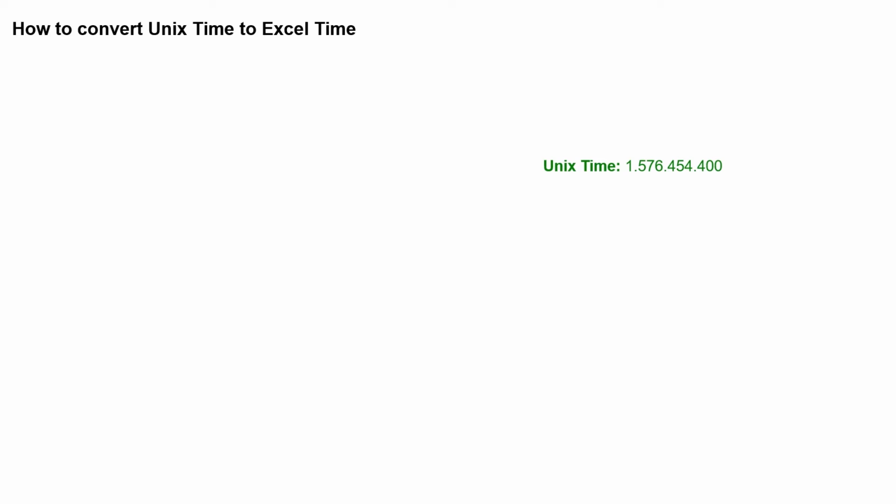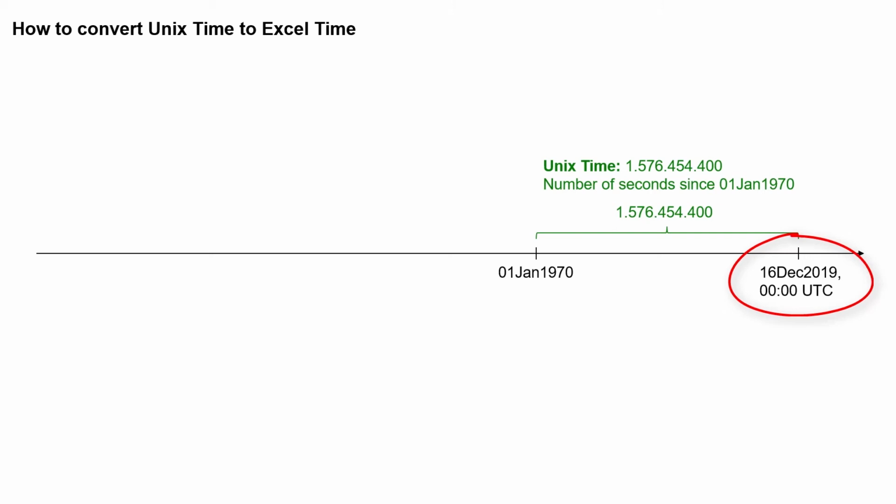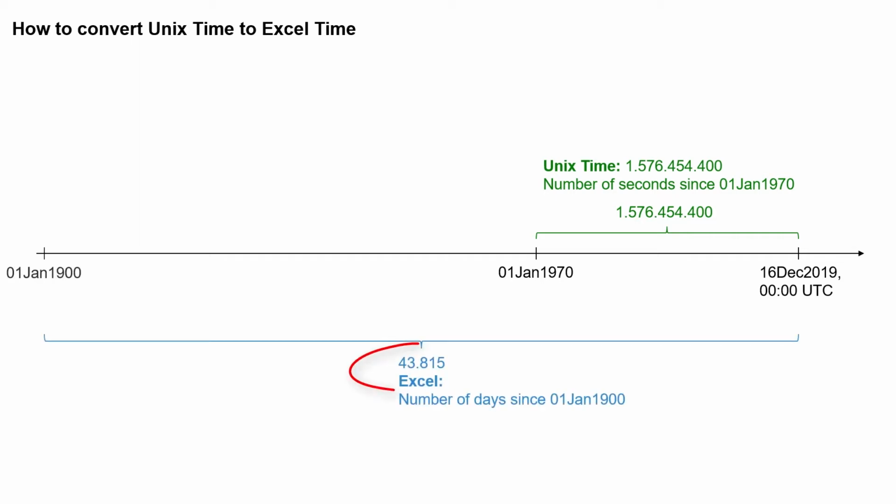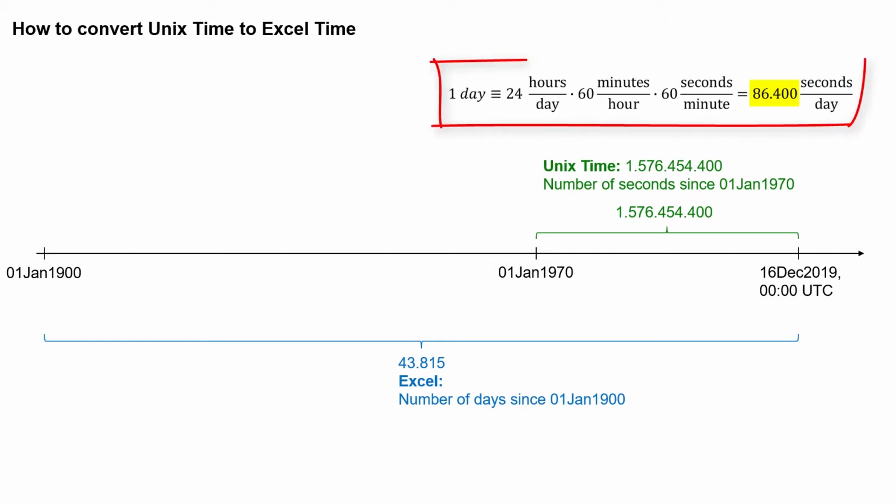1,576,454,400, which is equivalent to midnight, 16th of December 2019. The same date in Excel is equivalent to the number 43,815. To change the Unix time to an Excel date, we need to convert the number of seconds into days first. A day consists of 86,400 seconds because a day has 24 hours, an hour is 60 minutes, and a minute is 60 seconds. Thus, 24 times 60 times 60, which yields 86,400.